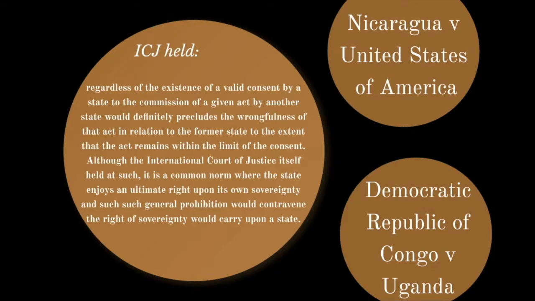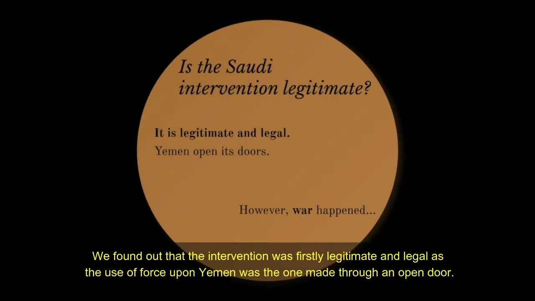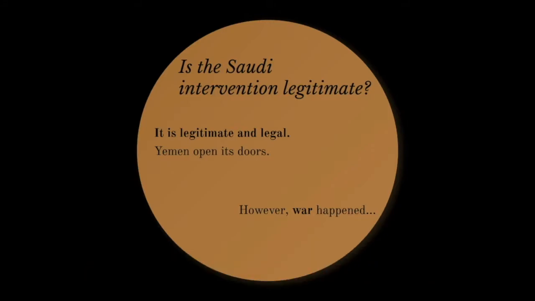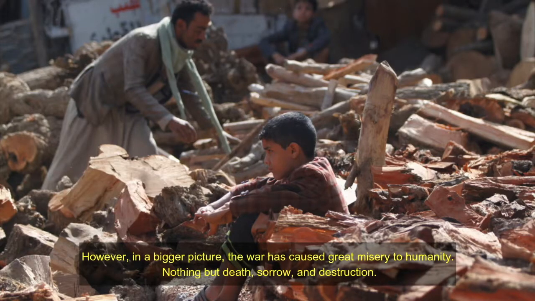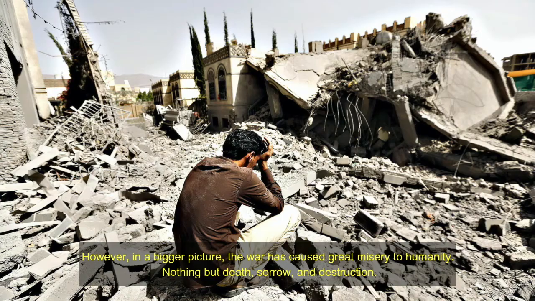Although the International Court of Justice itself held as such, it is a common norm that the state enjoys an ultimate right upon its own sovereignty, and such a general prohibition would contravene the right of sovereignty a state carries. Now, was the intervention legitimate? We found that the intervention was legitimate and legal, as the use of force upon Yemen was one made through an open door. However, in the bigger picture, the war had caused great misery to humanity, nothing but death, sorrow, and destruction.